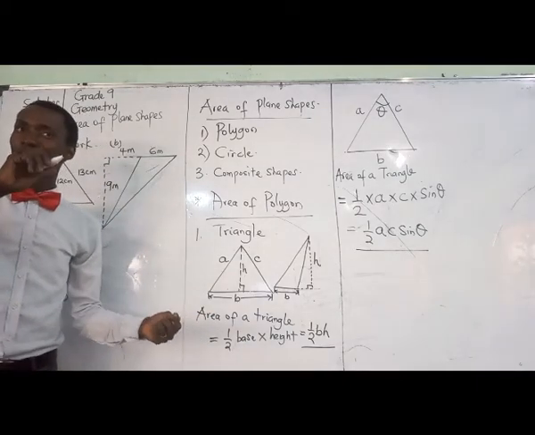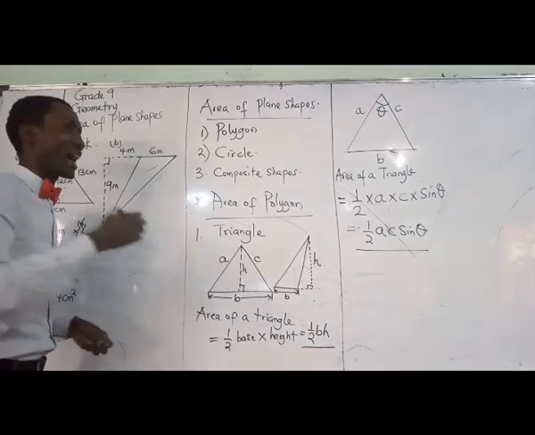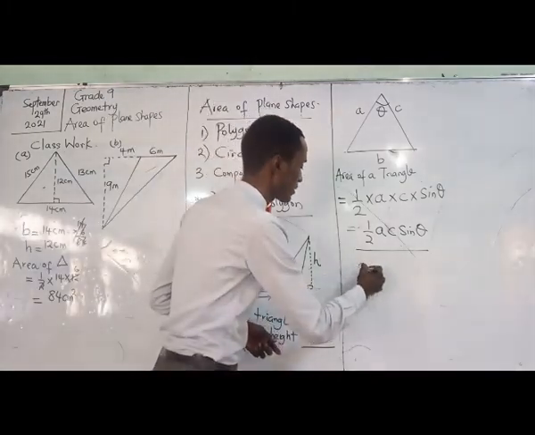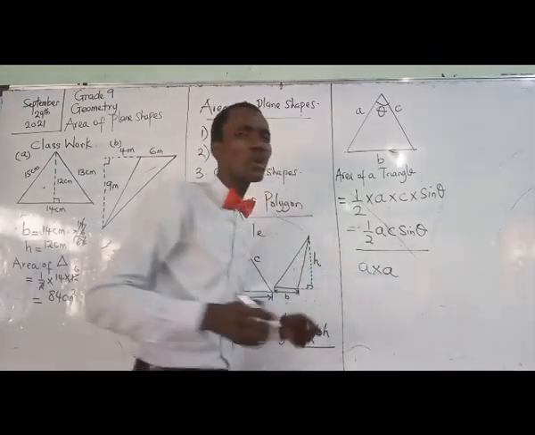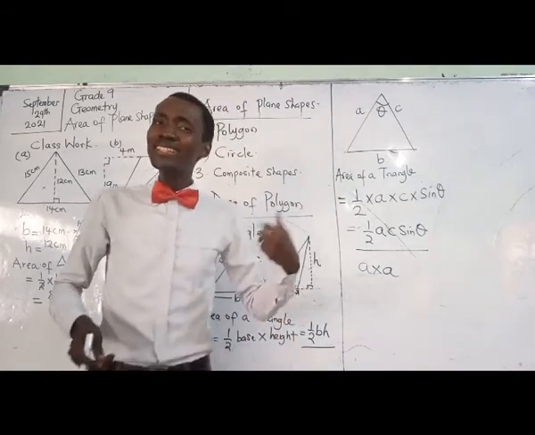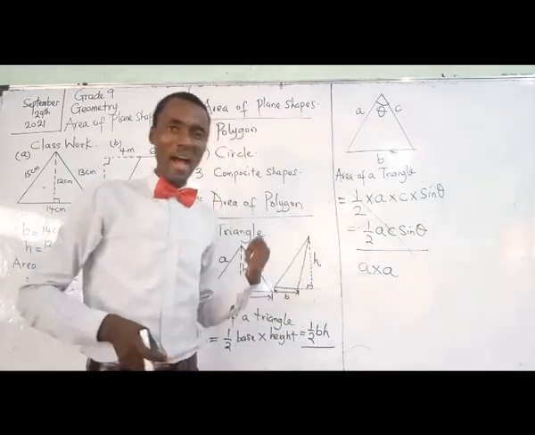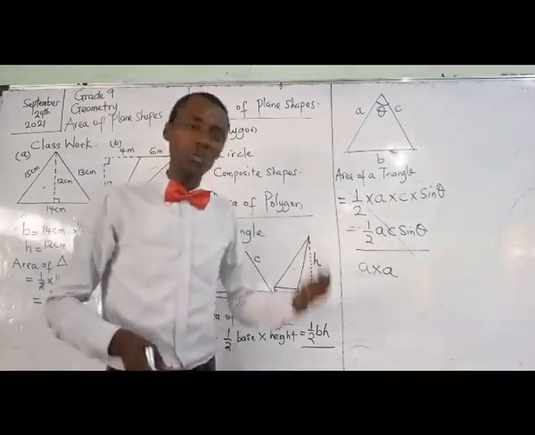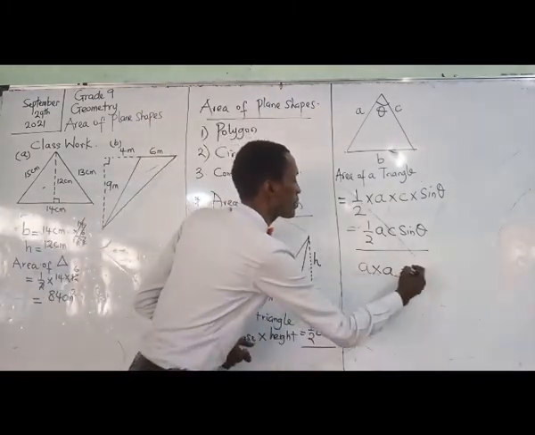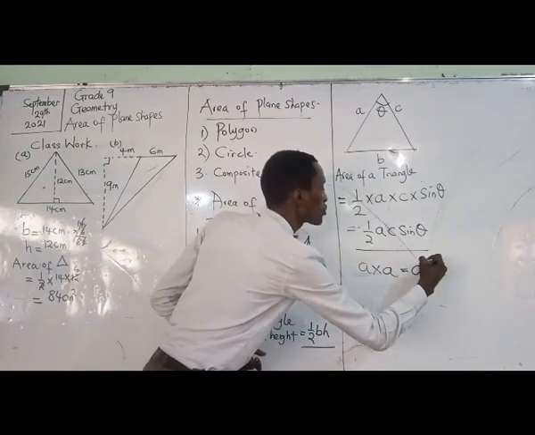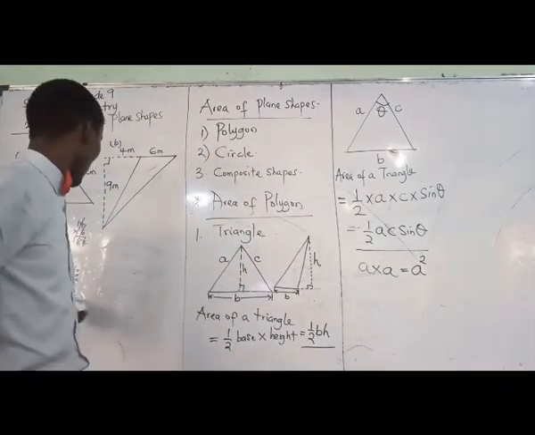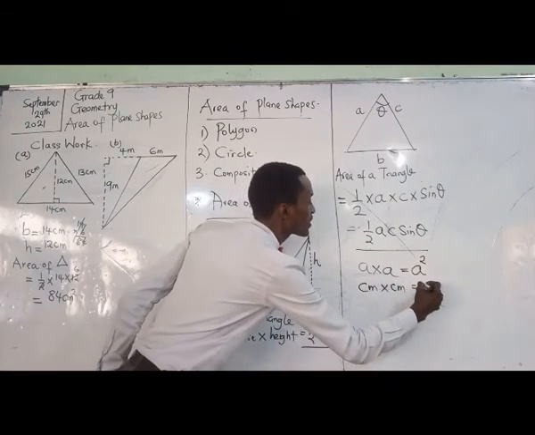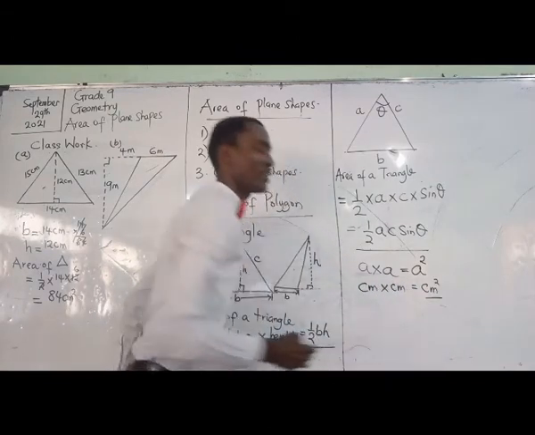Indices. Remember that we said that an index gives us an idea of how many times a number or a letter or an unknown is being what? Multiplied. So if I say A times A, it will give you what? A index 2. That's the same idea I'm applying for units. So if I say cm times cm, it will be what? Cm squared. Is that clear?